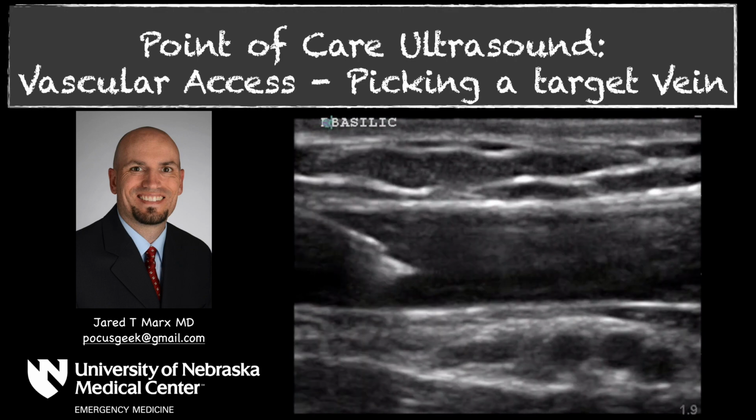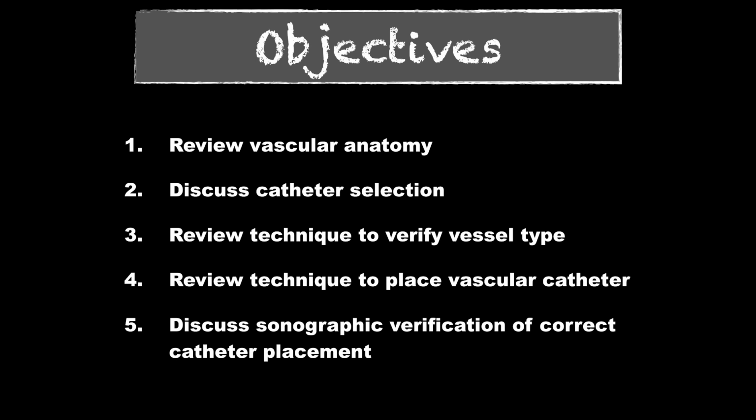So typically, I talk about binary questions that we use with ultrasound. In this case, we don't have binary questions. What we do have are some objectives that we're going to review. And we're going to do the first three here in this first video and the last two in the second. And that is essentially we want to be able to pick the right vessel, use the right catheter, and then make sure we're putting it in the right type of vessel. And then in part two, we're going to talk about how to set up the room so that you can obtain access quickly and be able to verify that you're in the correct spot.